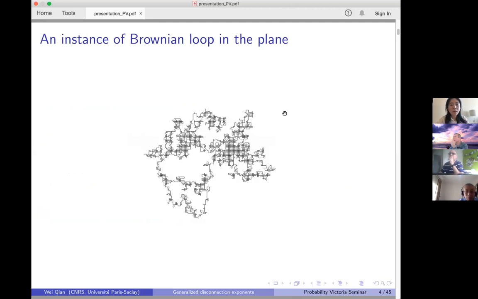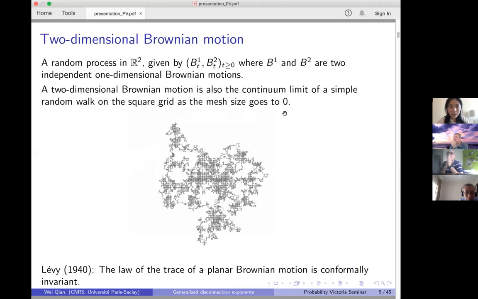So for those who don't know about Brownian loop, here is a simulation, an instance of Brownian loop in the plane. It is in fact just a two-dimensional Brownian motion which starts and ends at the same point. And a two-dimensional Brownian motion is just you put two independent one-dimensional Brownian motions on both x and y coordinates, and it can also be obtained as the continuum limit of a simple random walk on the square grid as the mesh size goes to 0.